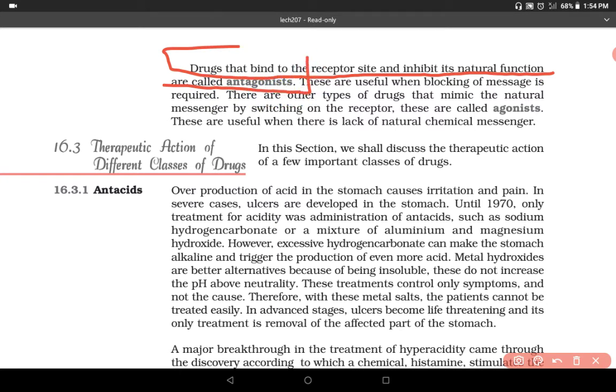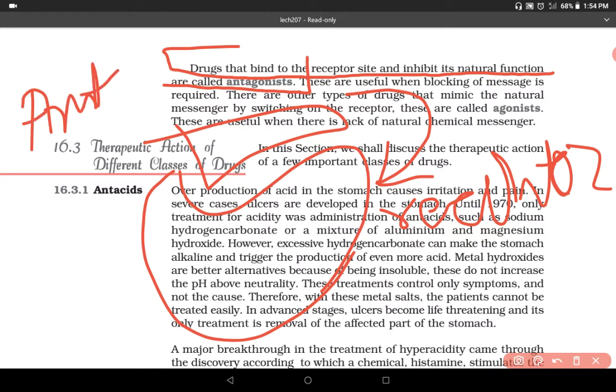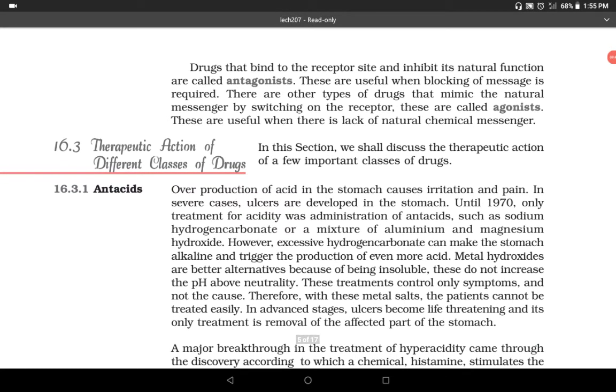What are antagonists? Drugs. First remember the receptor. These are the drugs that bind to the receptor and inhibit its natural function. We already know this from antihistamines and other chemicals. It acts like a receptor, or what we call a substrate, but it does not act as its own substrate. Okay, I will tell once more. Drugs that bind to the receptor site and inhibit its natural function are called antagonists.